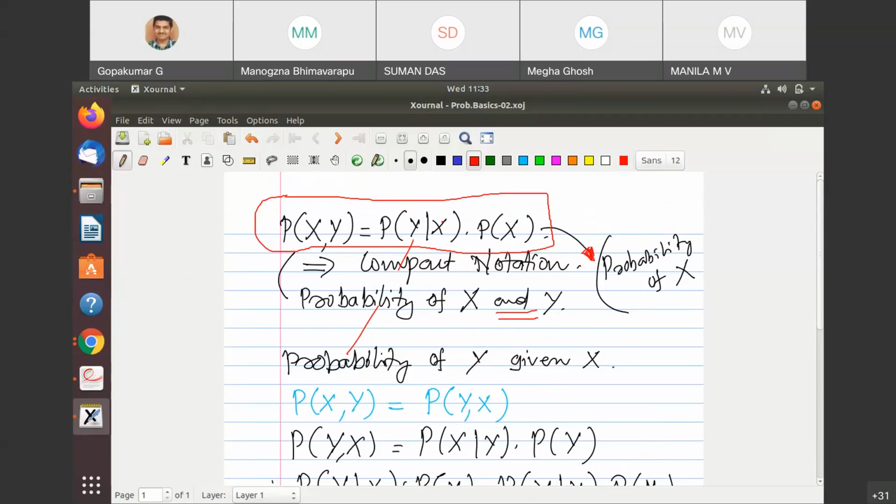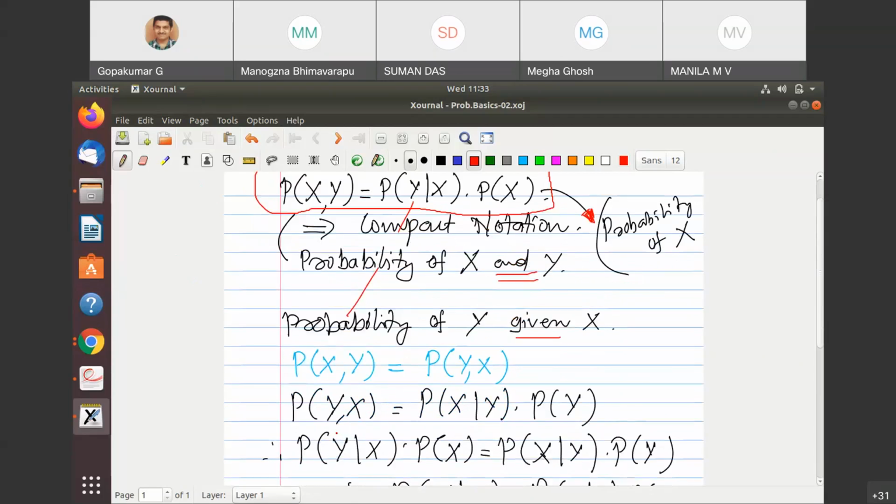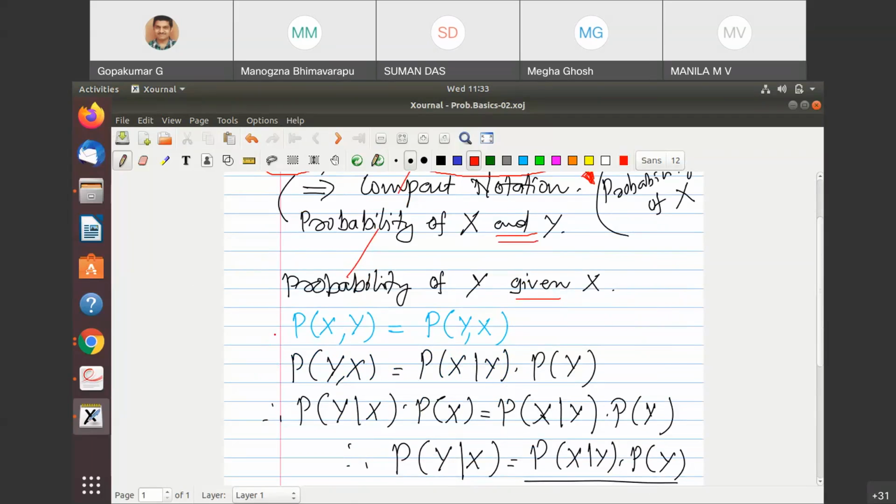And the first part on the right is probability of y given x, and maybe the last one is probability of x. So that is the case. And now, according to the symmetry, we know that the joint probability of x and y is equal to probability of y comma x. So that is there.